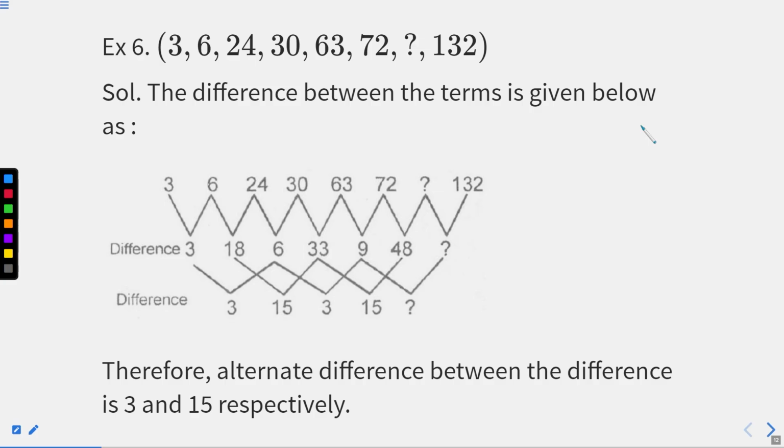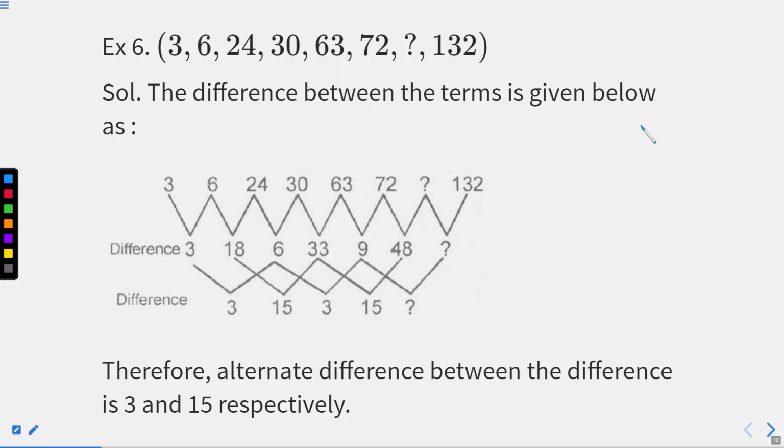Now we have another question, students. In this question, we are able to see the numbers increasing at a rapid rate. Initially we have 3, then we have 6, then 24, then 30, then 63, then 72. So initially the number increases with a smaller difference, then with a larger difference, then again with a smaller difference, then again with a larger difference.